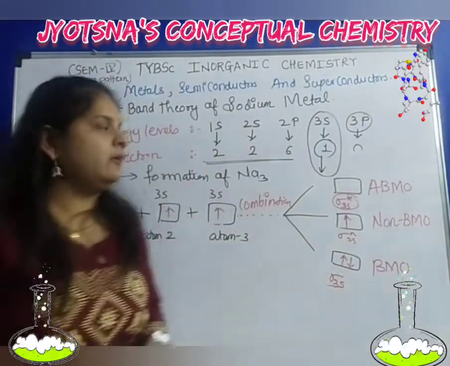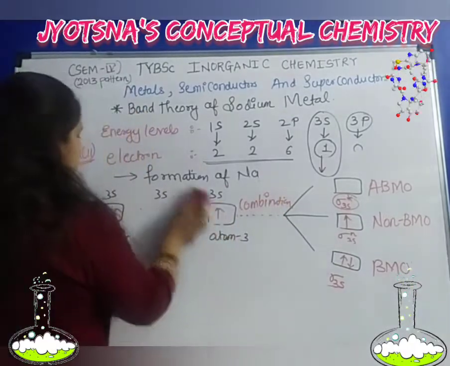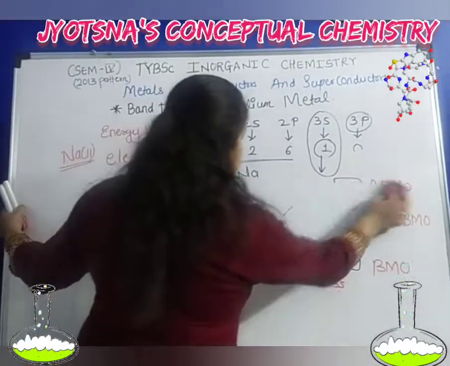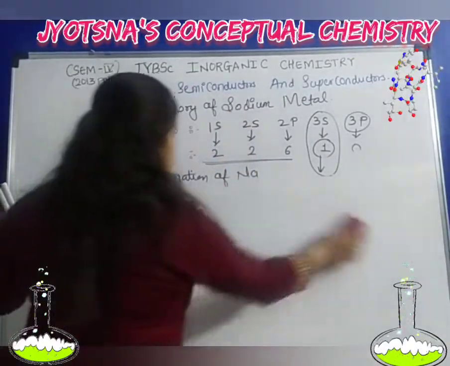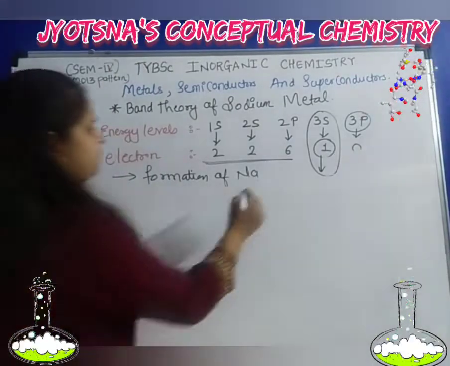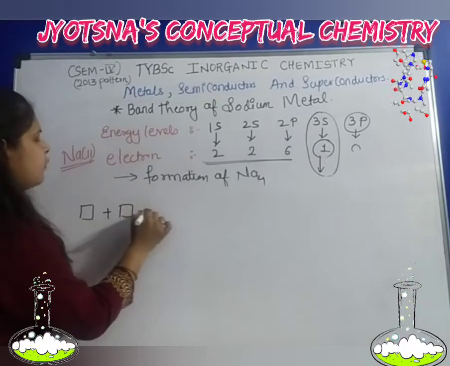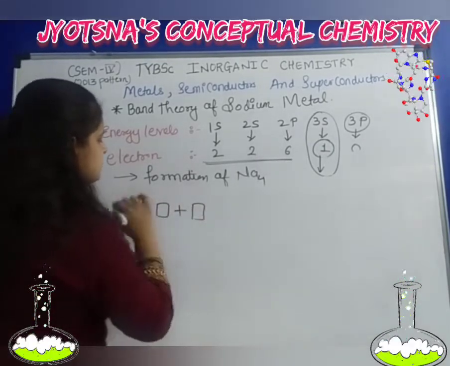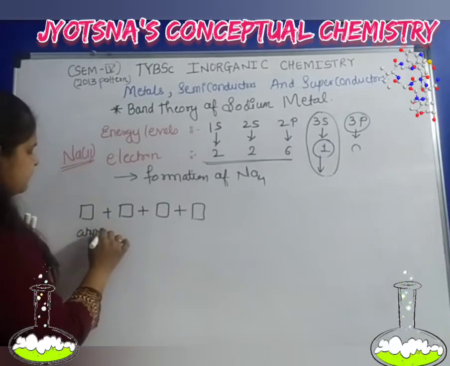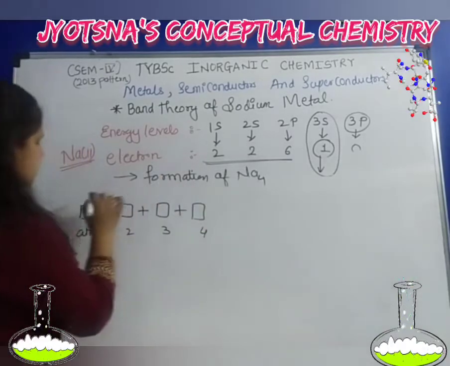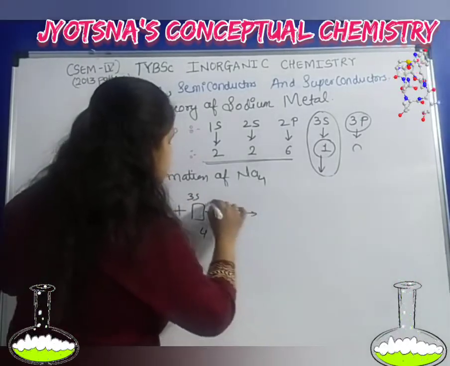Got it? Now we will see the formation of the Na4 molecule. You will now see why we are doing this. We will see in detail the formation of the Na4 molecule. Here it contains 4 atoms. You can write atom 1, 2, 3, 4. The 3s, 3s, 3s, 3s will combine.